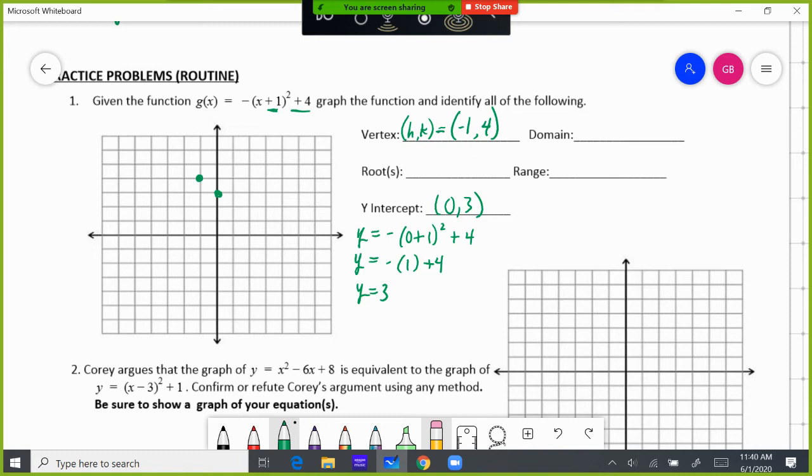To find the roots, you're going to let the y value equal to 0. Okay. So to find the roots, so I'm going to do that in purple. You're going to have 0 equals negative x plus 1 squared plus 4.